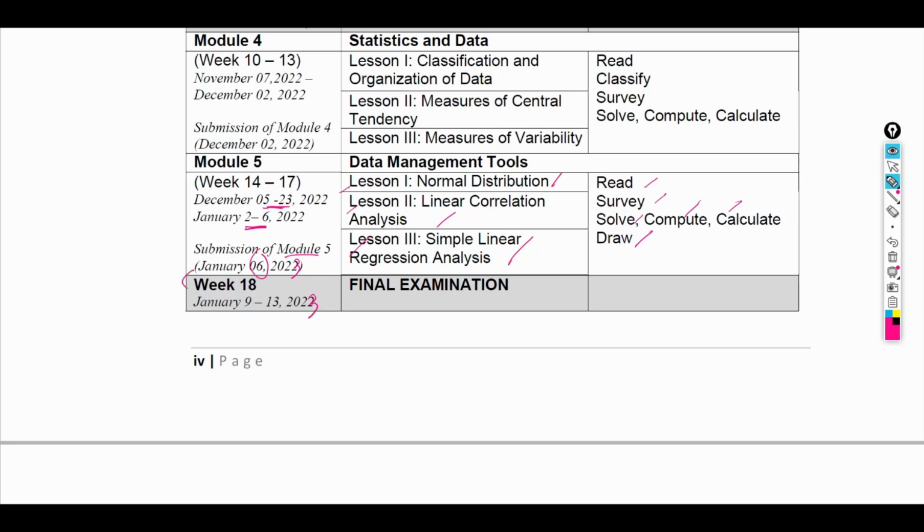Then week 18 will be our final examination. Again, this will be dependent on our university calendar, if it is scheduled on January 9 to 13. I will confirm that later on once the university calendar is available.